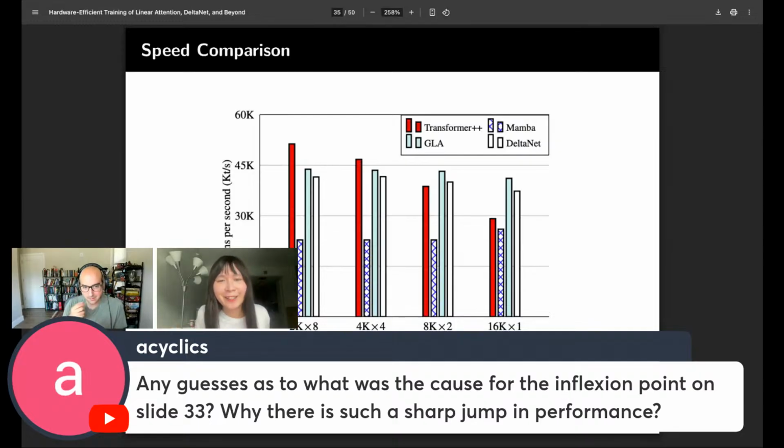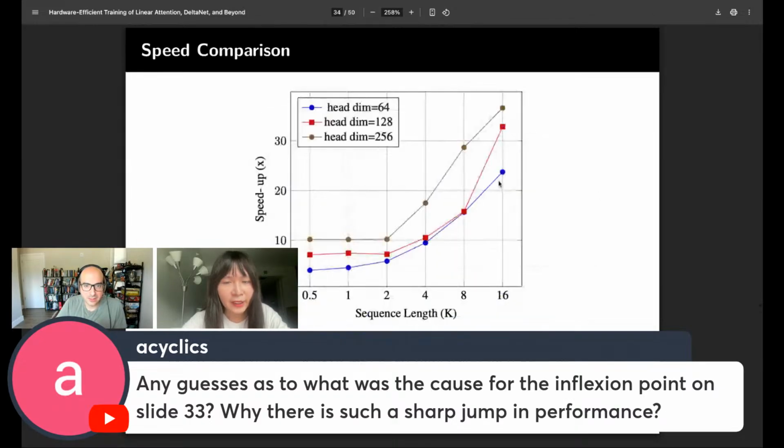Okay. What's the question again? What was the cause of this big jump in performance? Big jump in performance of which model? I think slide 34. We're at 35 right now. Okay, this one, right? I suspect they mean when the sequence length went to 4K and head dimension 256, and then at sequence length 8K and head dimension 128. Also there was a sharp increase when it went to 16K.